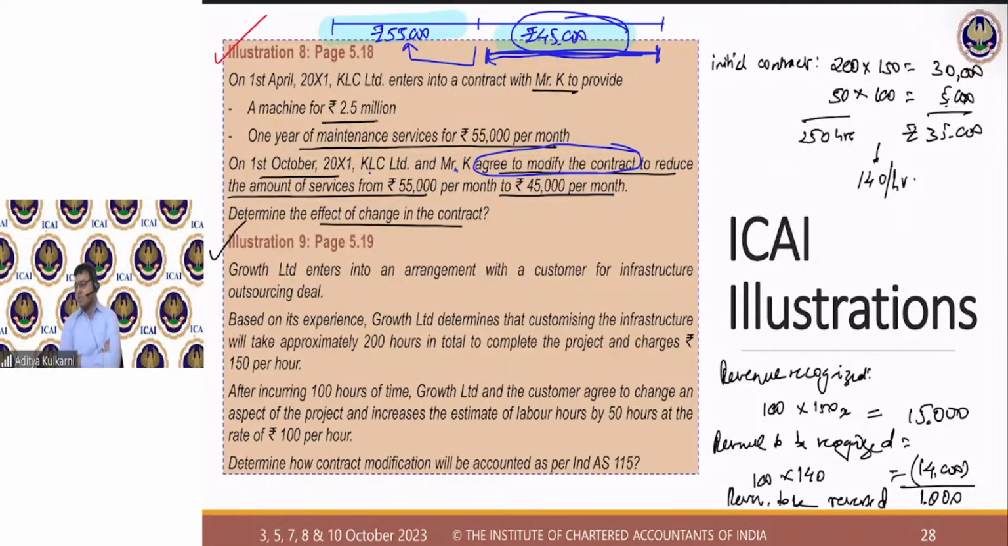Are you clear, Shruti? Yes. Munish, is your doubt cleared? Yes. Why do we account for the modification retrospectively in illustration 9 versus why do we do it prospectively in illustration 8? Have you understood this? Yes. Have you understood, everyone? Okay.